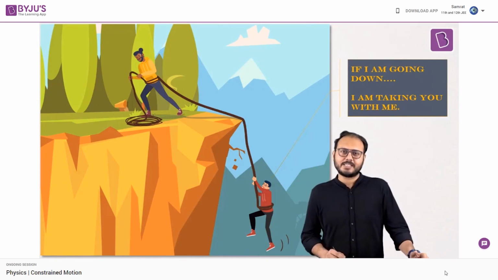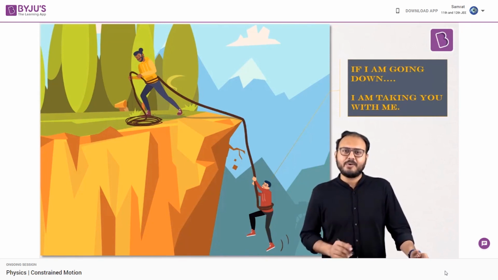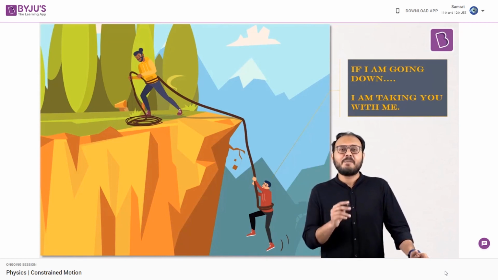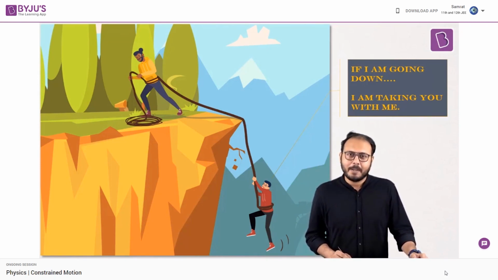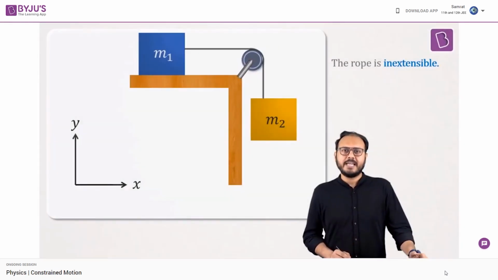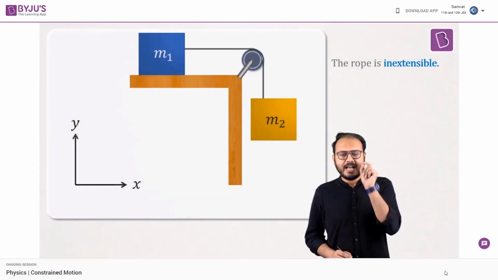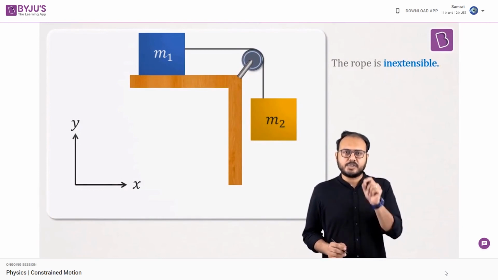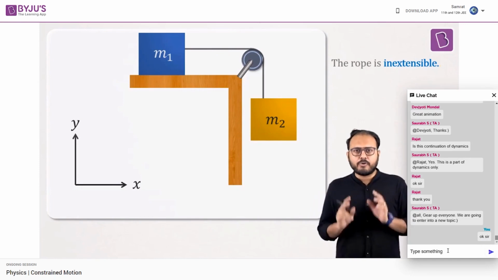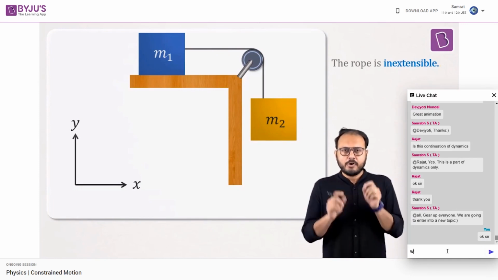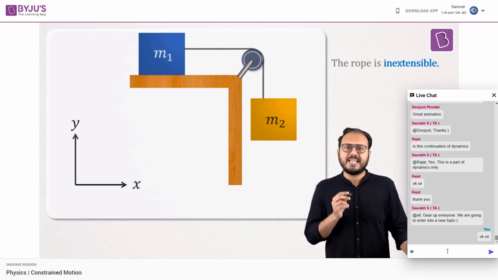It's not about the person hanging. It's not about the person saving. It's not about the intention of the person saving. It's actually about the rope, because the rope is inextensible. And guys, that is constraint. That is the restriction, that the length of the rope remains constant. Rope cannot change its length.